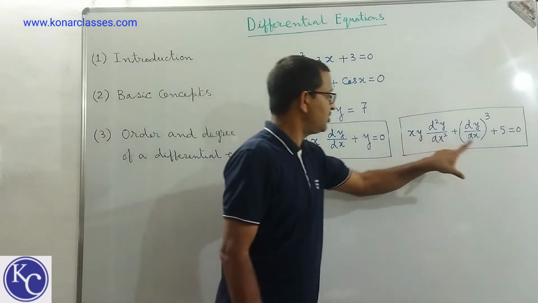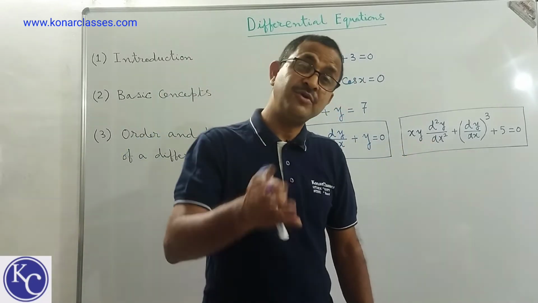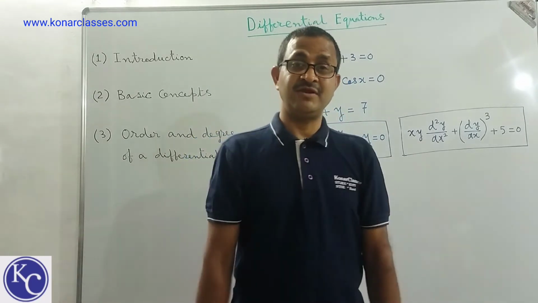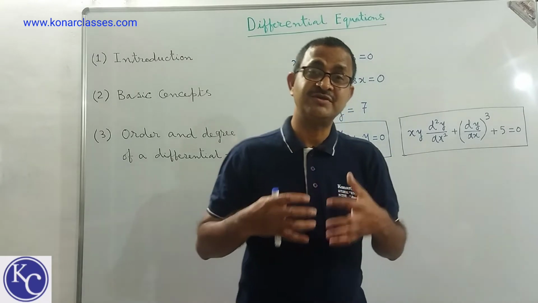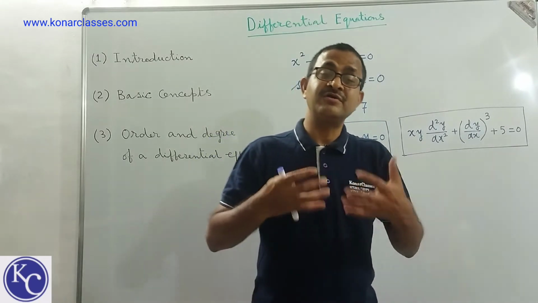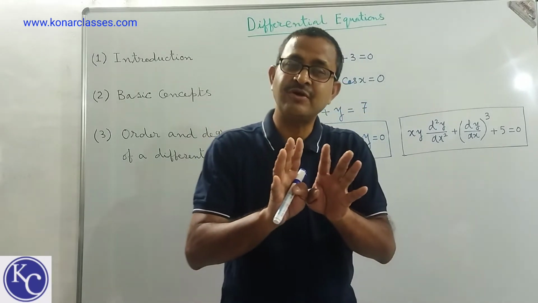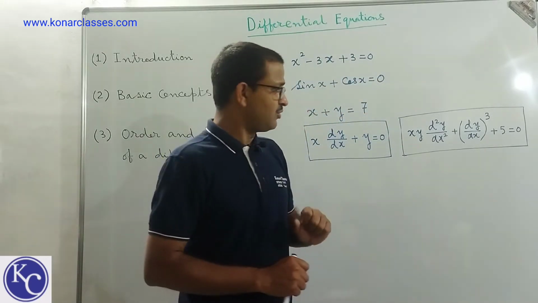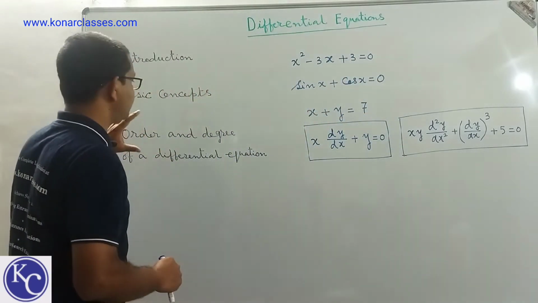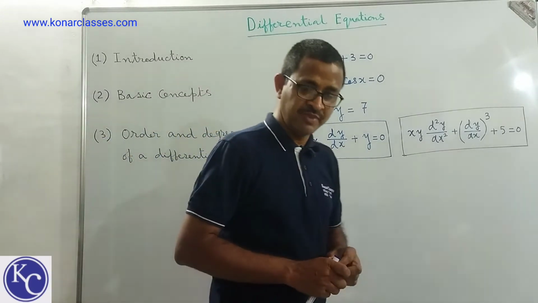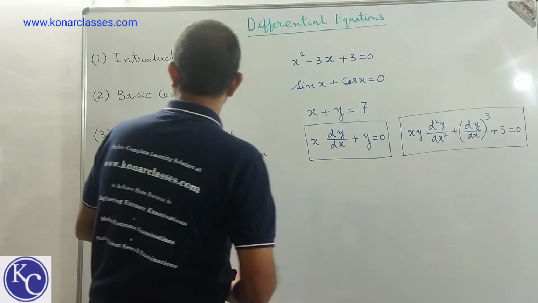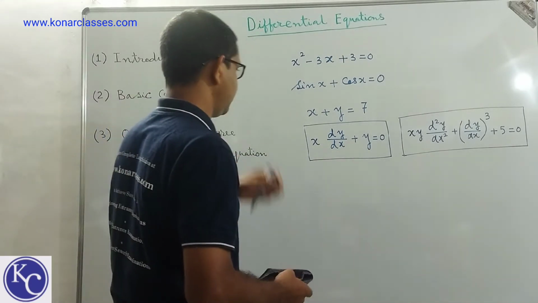Okay, so that is called the ordinary differential equation. Now, dear students, what will happen if there are multiple independent variables in the equation? That is called the partial differential equation, which is not in the scope of our discussion. Okay, so I hope you got a very clear idea about the differential equation. Now, dear students, what we are going to discuss is the order and degree of a differential equation.